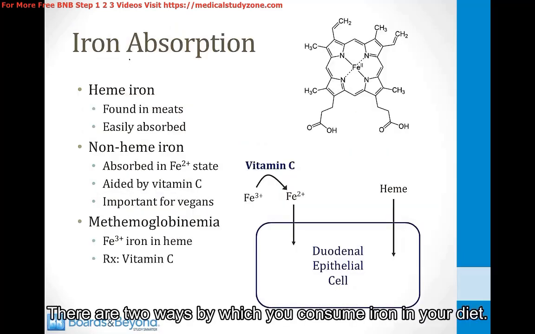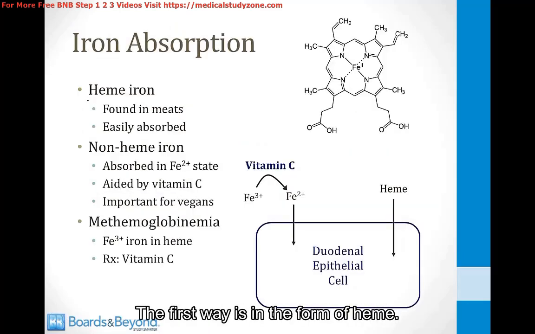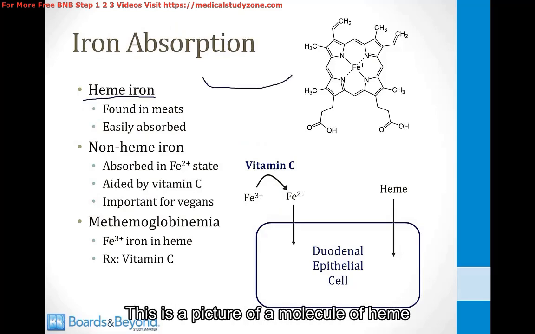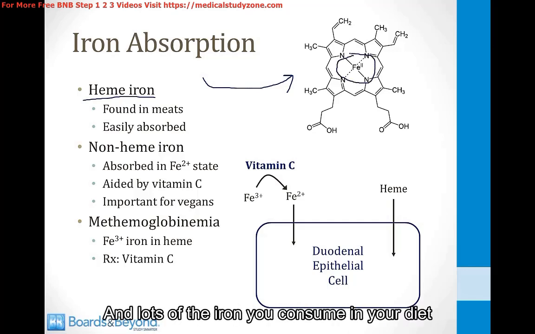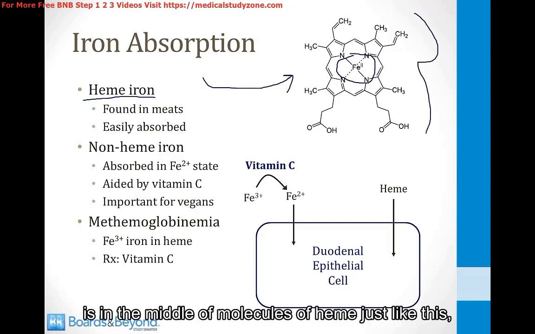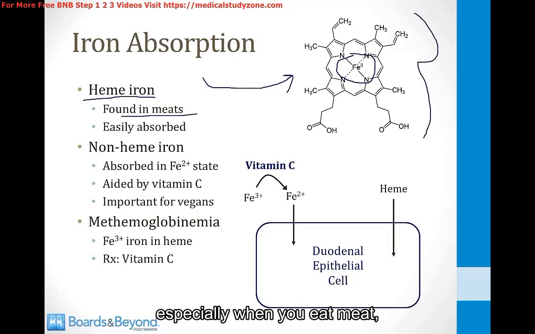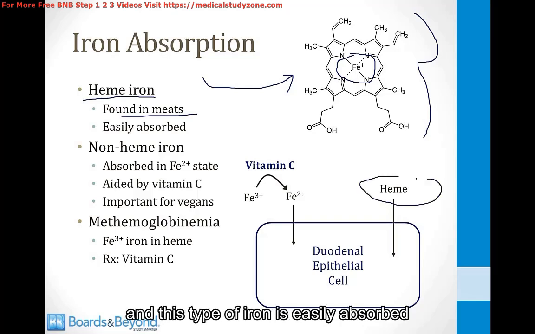There are two ways by which you consume iron in your diet. The first way is in the form of heme. This is a picture of a molecule of heme like you would find in hemoglobin, and you can see that it has iron in the center of it. And lots of the iron you consume in your diet is in the middle of molecules of heme just like this, especially when you eat meats. And this type of iron is easily absorbed by duodenal epithelial cells.